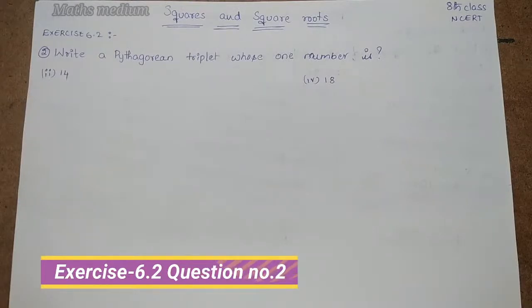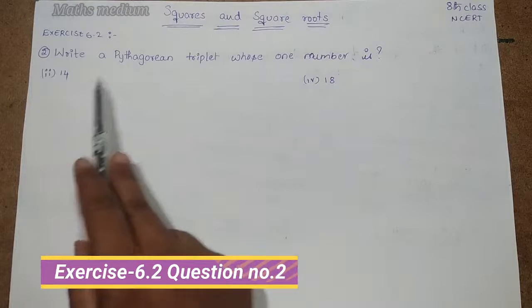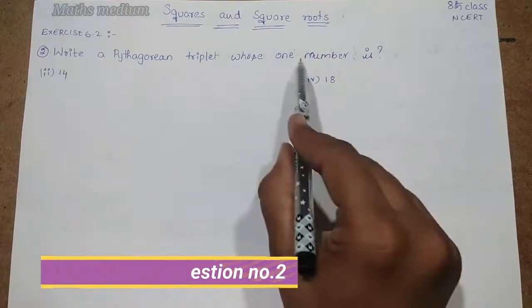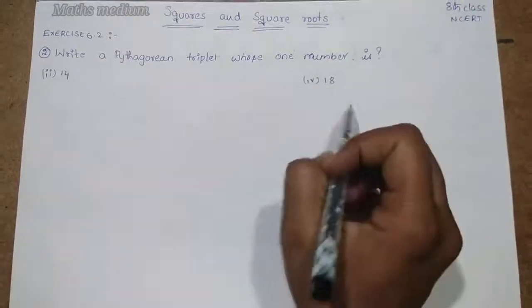Hi, hello, welcome to Mathsmedium. Today I came with exercise 6.2 from Squares and Square Roots, 8th class NCERT. Question number 2. Write a Pythagorean triplet whose one number is 14 and 18.